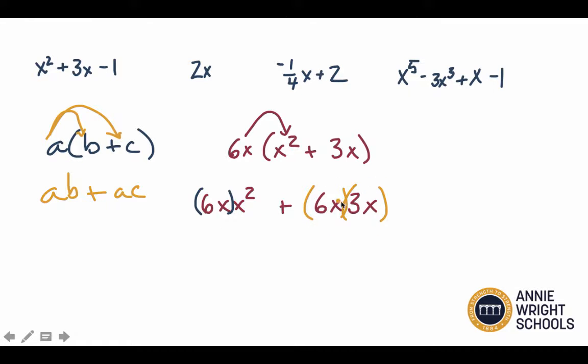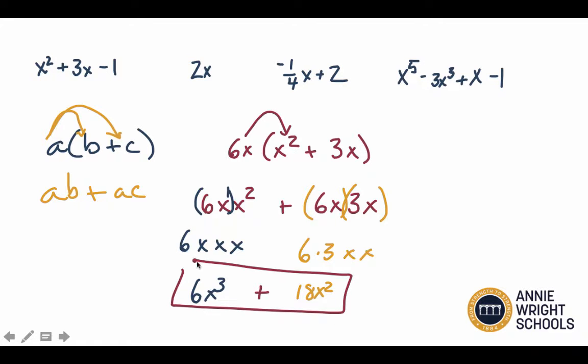Ignore what's over here in gold and focus over here. This says 6 times x times x times x. So this is 6x cubed. Or x to the 1 times x to the 2nd. You add those exponents. Over here, 6 times 3, and then x times x, and your answer is 18x squared. And the biggest mistake kids will make is then they'll say something like 24x to the 5th. No, you're done at this point because these aren't like terms. So that's all we're doing here.